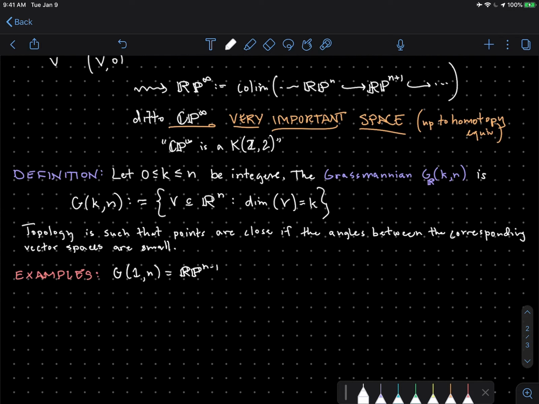Okay. G(0, n). Well, how many zero-dimensional subspaces are there? Well, this is just one point.